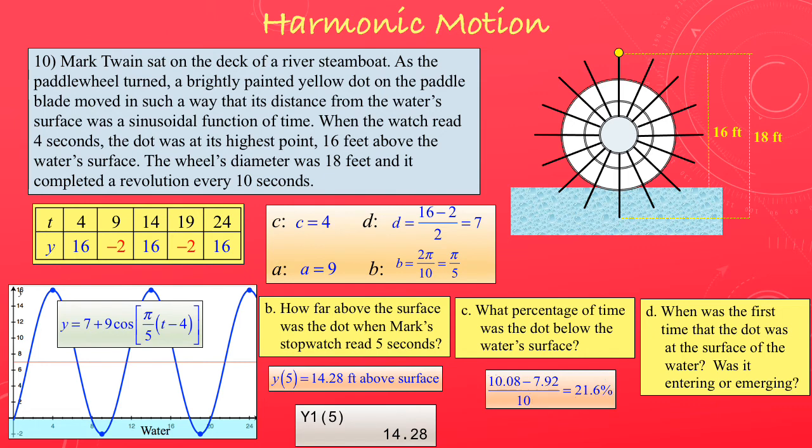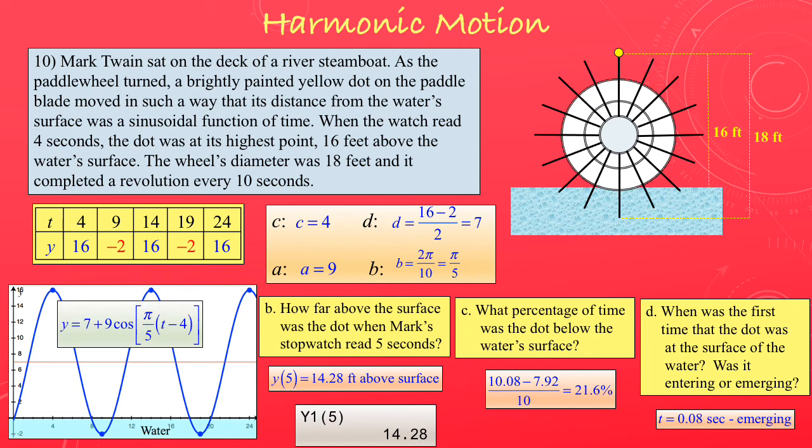Question C asks, what percentage of time was the dot below the water's surface? We need to find when the graph dips below the x-axis. The first 2 times that occurs is at t equal to 7.92 and then 10.08. We subtract them and divide it by 10 because that is the length of a period, and we get 21.6% of the time the dot is below the water's surface.